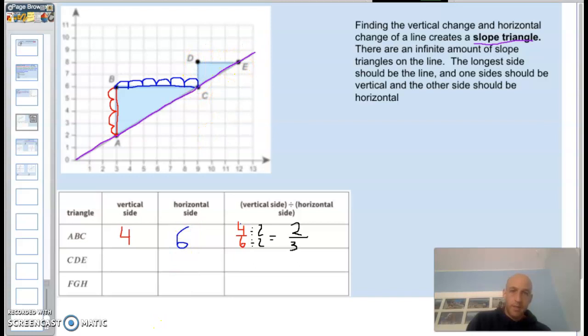Okay, let's look at the other triangle in here, and we're going to see that we are going to get the same slope. So we have triangle CDE, right? The longest side is the line, the purple line. We have a vertical side in red and a horizontal side in blue. We're going to look for the ratio of the red to the blue, the vertical to the horizontal. So the vertical side goes up 1, goes up 2. And the blue horizontal side goes 1, 2, 3.